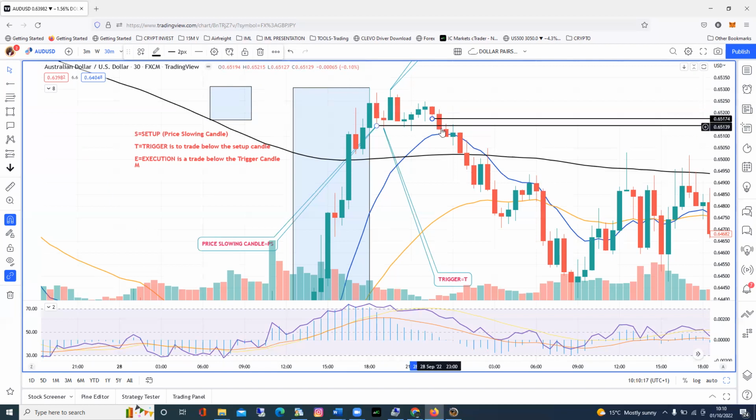So in this case now, we have a valid execution, and then we start to see one time frame selling. This is another one time frame selling. You're still in the market. We trade below the low, one time frame selling. You're still in the market. Trade below the low, one time frame selling, and you're still in the market.